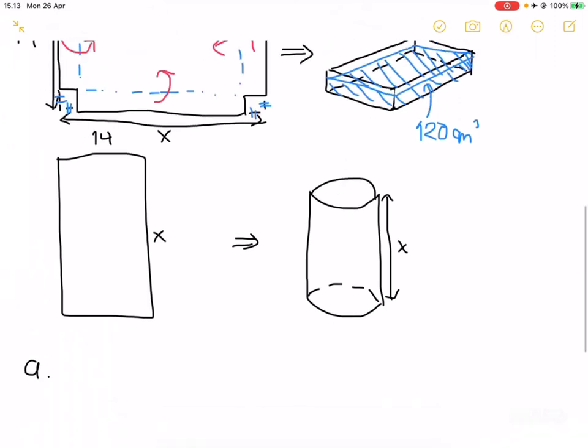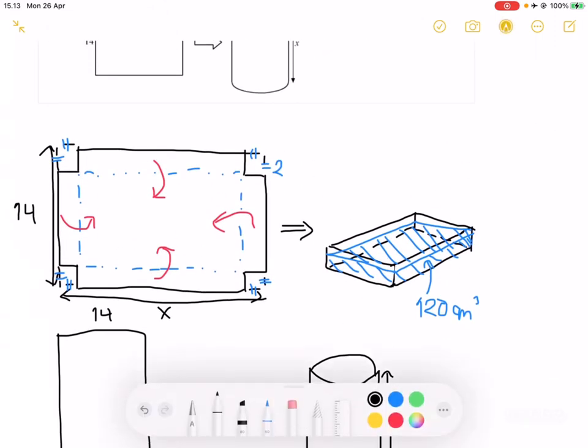For part A, first we can just find the dimensions of the cuboid made from here. So notice that this whole length is 14, and these tiny lengths are 2 and 2 respectively. Therefore, the middle length right here, I'm just going to write that there, will be 14 minus 2 minus 2, which is 10 centimeters. We can do the same thing for x, and this time we have side lengths 2 and 2 respectively, and therefore this middle length is x minus 4 centimeters.